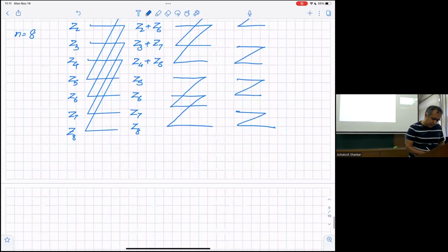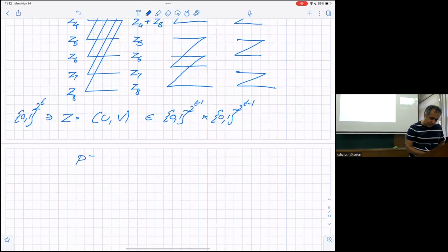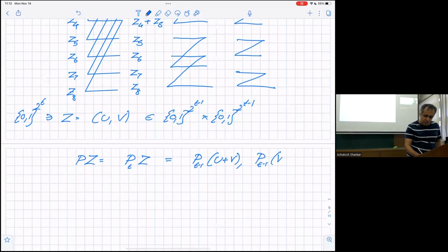So in general, you write Z as U comma V. These are both n bit. So Z is in {0,1} to the power 2^t, which I'm writing as {0,1} to the power 2^(t-1) cross {0,1} to the power 2^(t-1). This is P_t of Z. I'm going to define this. The total is just going to be P_(t-1) of U plus V, and P_(t-1) of V. That's exactly what's happening.